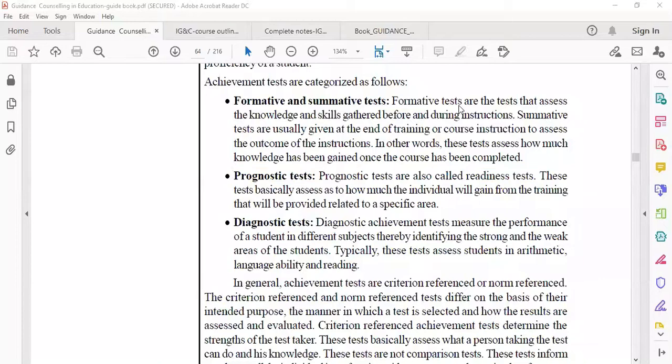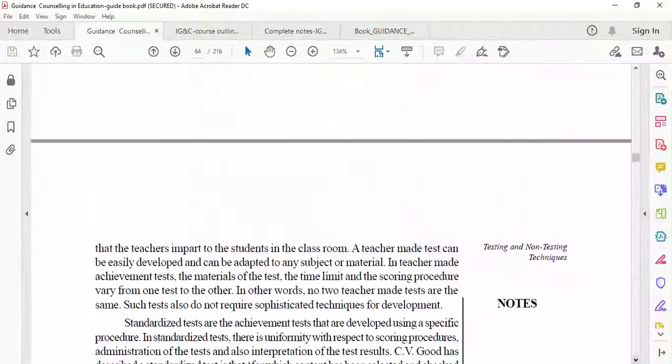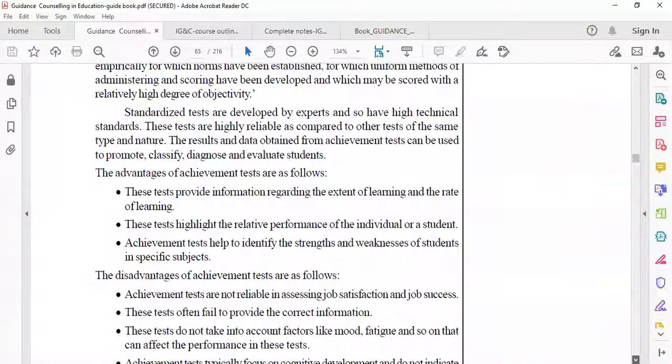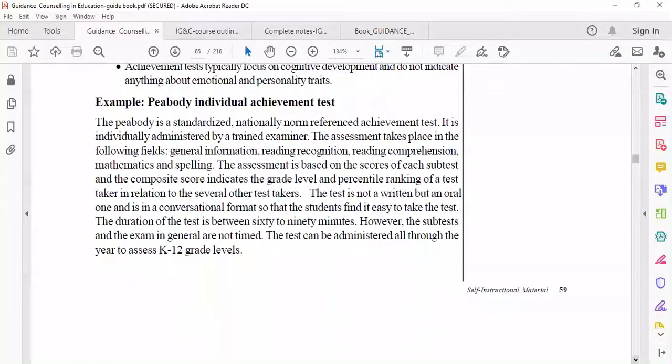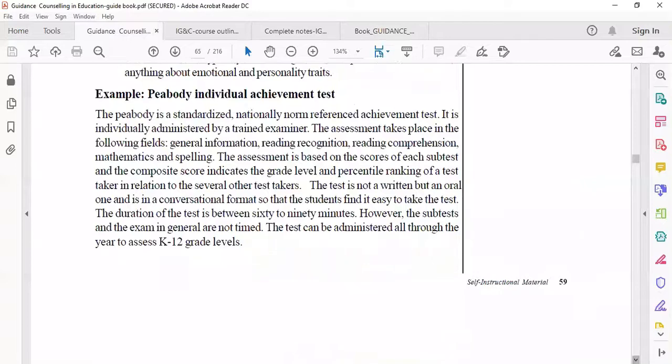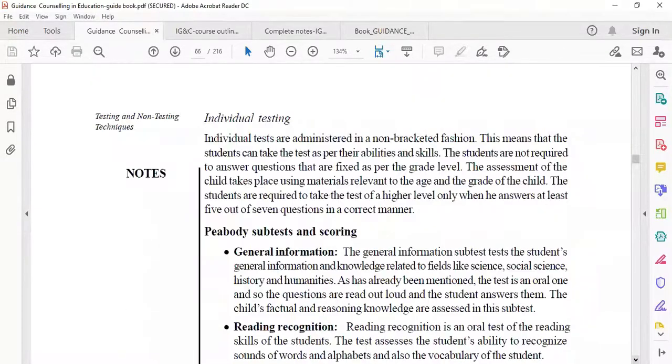The readiness test basically tells whether that person is suitable for that field or not, and the diagnostic test helps us to find out the weak areas of the student. These are the techniques that we use to assess, and these techniques are used by teachers in schools, and had been used by your teachers in your schools as well. These are the simple techniques that a teacher applies.